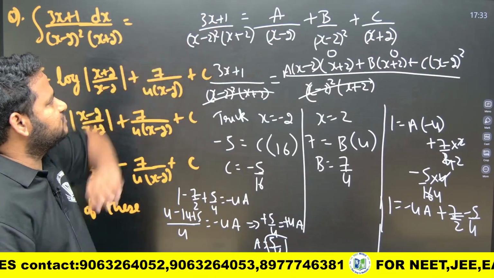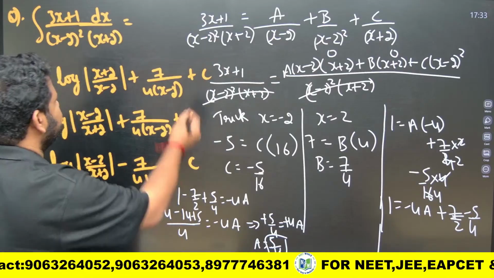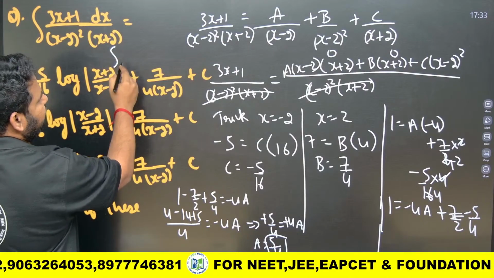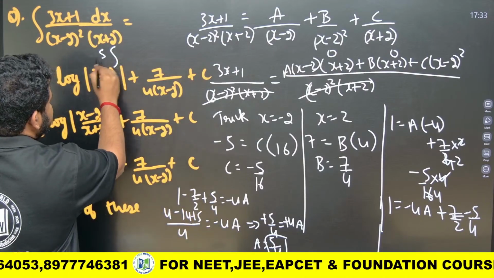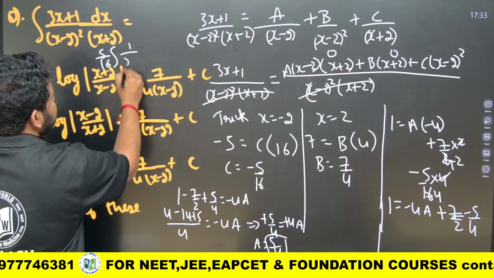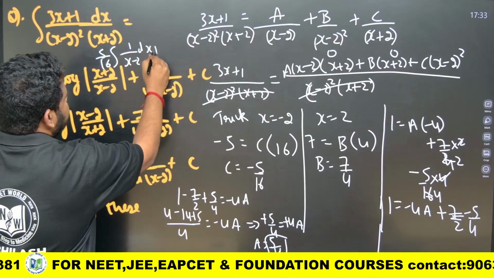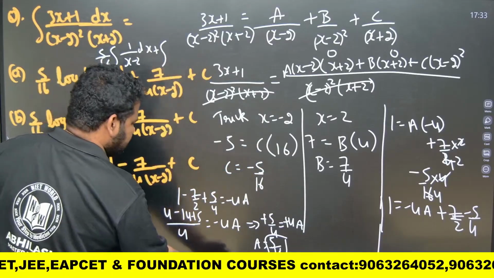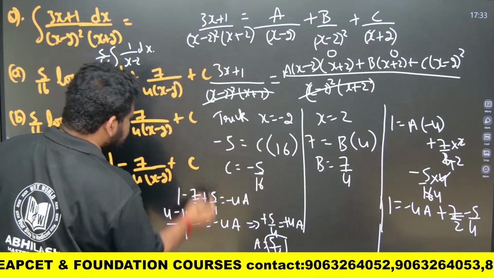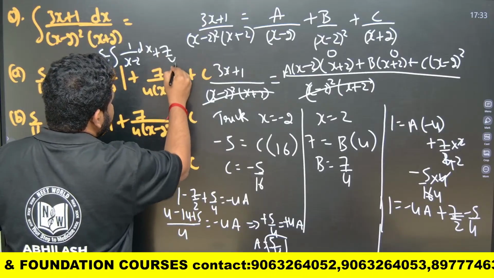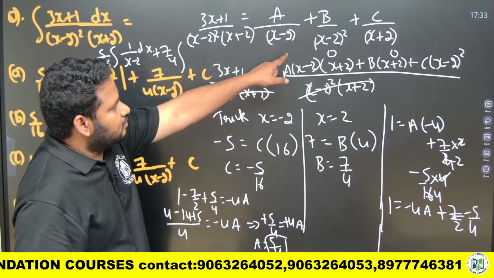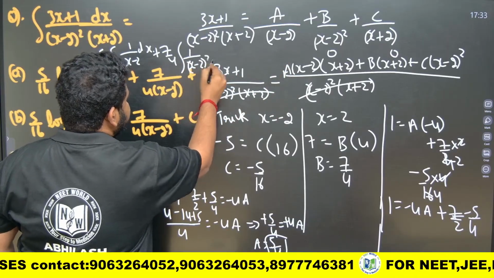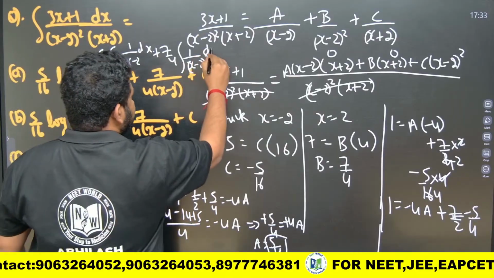Now if I put these values here and integrate, what will I get? I will get the integral of a is 5 by 16 into 1 by x minus 2 dx, plus what is the value of b? b is 7 by 4. So I can write 7 by 4 outside. This will become plus 7 by 4 into the integral of 1 by x minus 2 whole square dx.